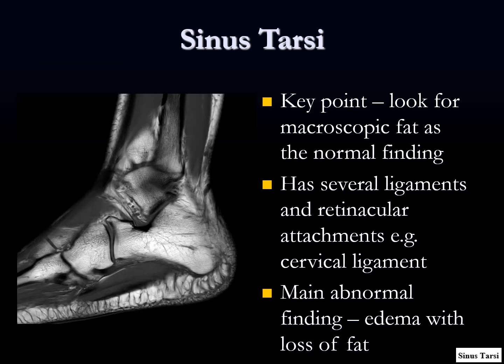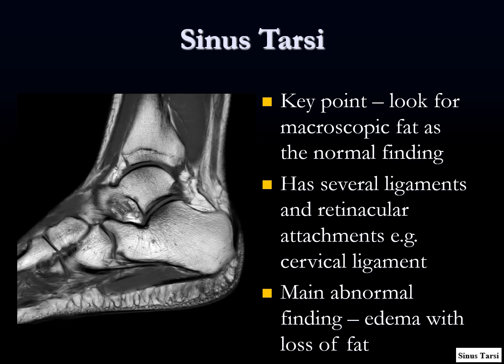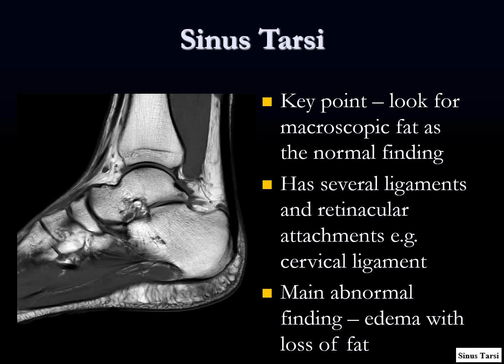So that's usually seen on sagittal. I gave you the T1 non-fat sat here just because you can see the fat. You just want to make that finding that there's fat in that space.